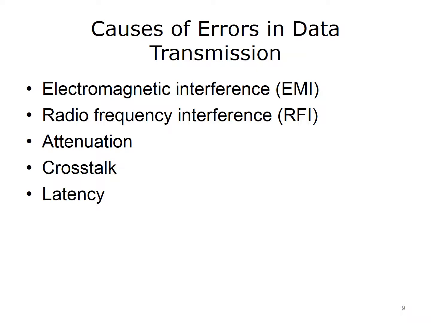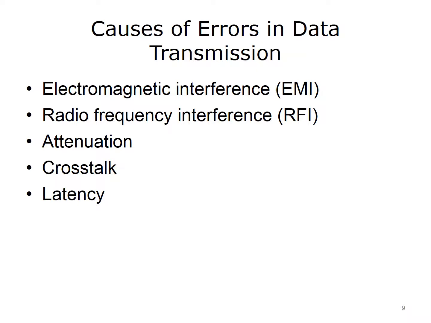Attenuation is the loss of signal strength as it travels away from the source. An example is yelling in a canyon. Hello, hello, hello. Repeaters can be used to boost signal strength so it can travel farther.